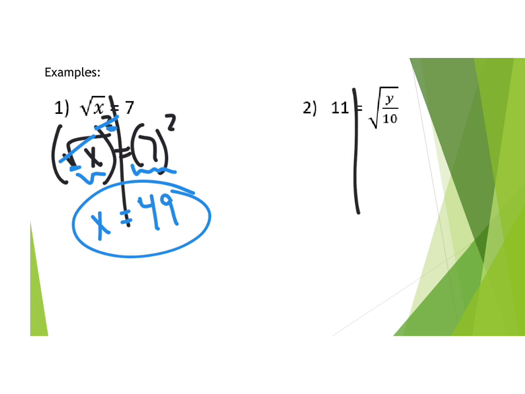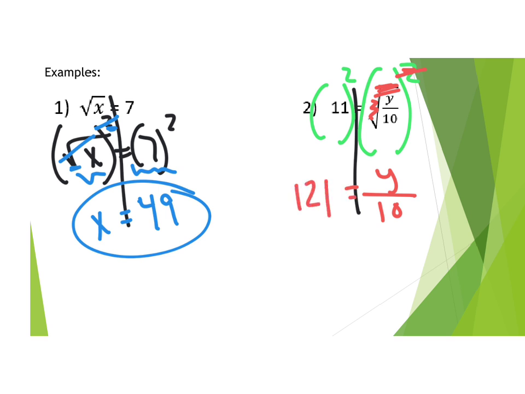Now, similar on the second one, we have 11 equals square root of y divided by 10. Well, we want to get rid of that square root sign. So in order to do that, we're going to square it. If we square one side, we have to square the other side. And every time you square a square root, those undo each other. That gets rid of it. And you're left with whatever's underneath the radical, which is y divided by 10 in this case. And then 11 squared, 11 times 11 is 121.